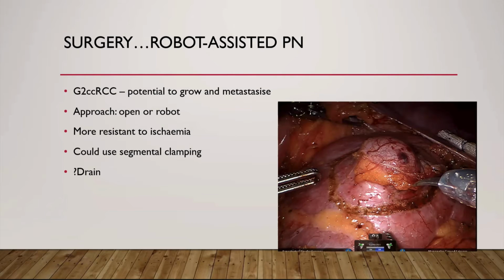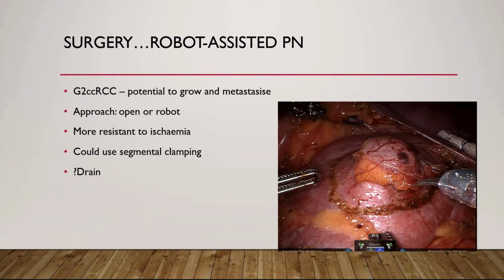So they could have a partial nephrectomy. I think some of the indications or the argument for the surgery is that it's a grade 2 clear cell RCC on the biopsy. So it's got the potential to grow and metastasize, but we know that biopsies aren't good at grading tumors. So its final pathology could upgrade it into a higher grade or grade 3 cancer.